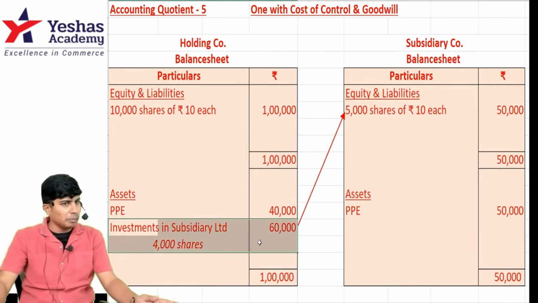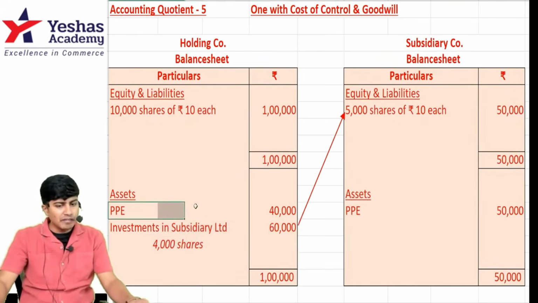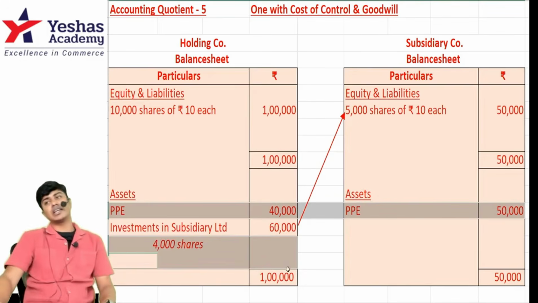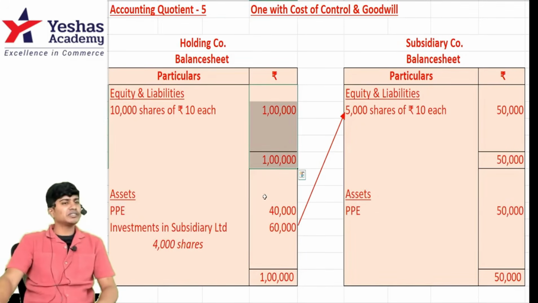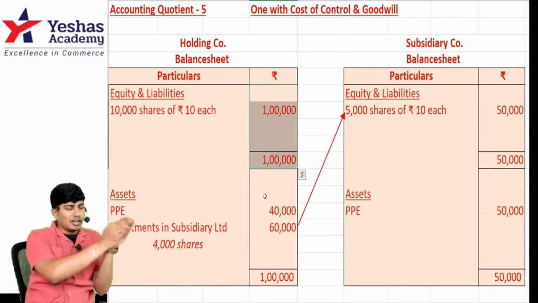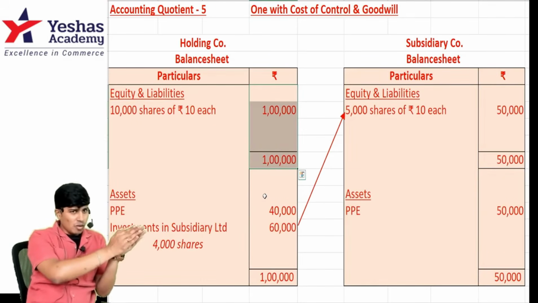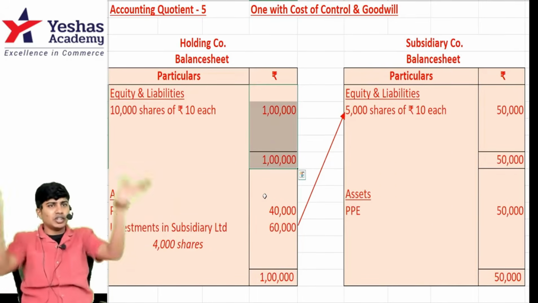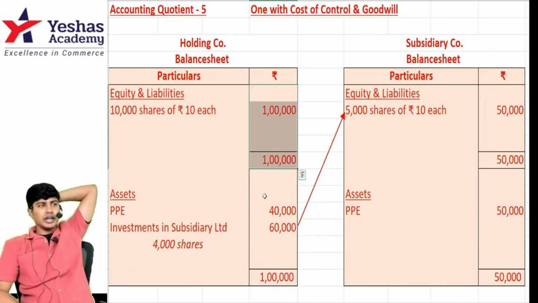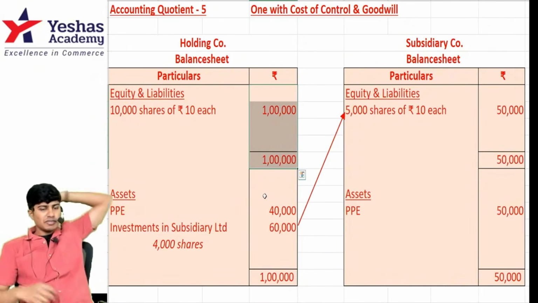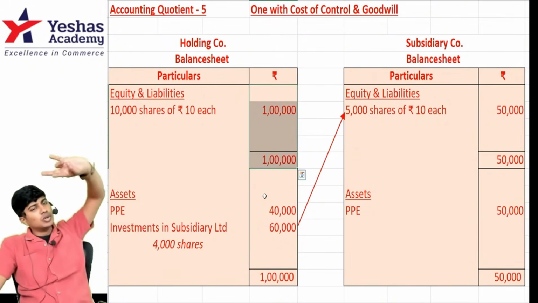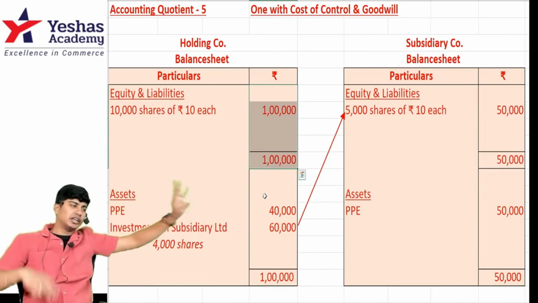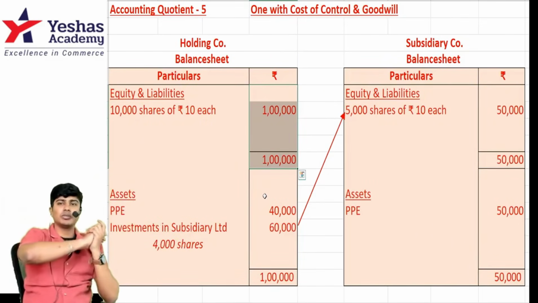So this investment will not appear in the consolidated balance sheet. PPE will be 40 plus 50, 90. 20,000 will be goodwill. 90 plus 20, 1 lakh 10. Here 1 lakh plus 10,000 minority interest, 1 lakh 10. I taught you how to write minority interest separately. I taught you how to compute goodwill separately. Now I am bringing minority interest and goodwill together in one question. We have done 4 small questions: 2 on goodwill, 1 on capital reserve, 1 on 100% holding, 1 with minority. Now I am merging 2 questions together to make it one.